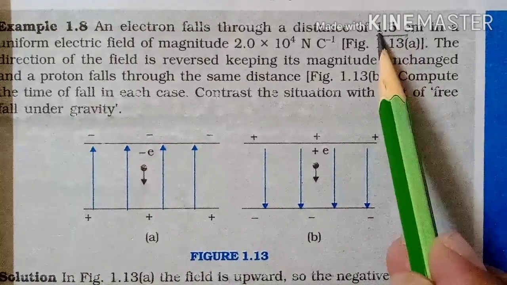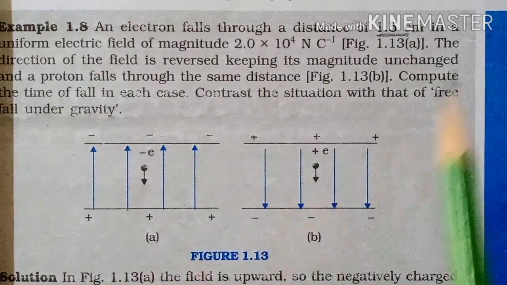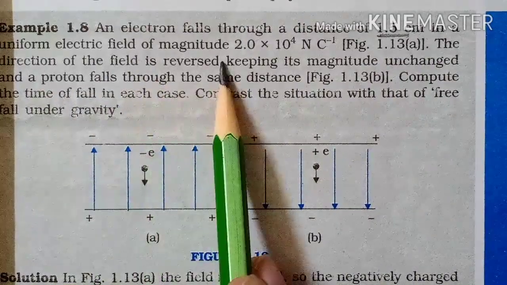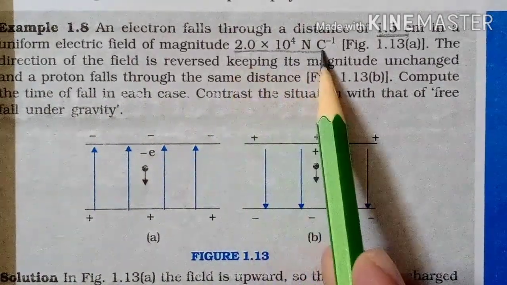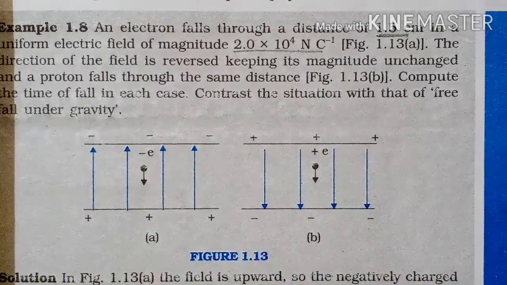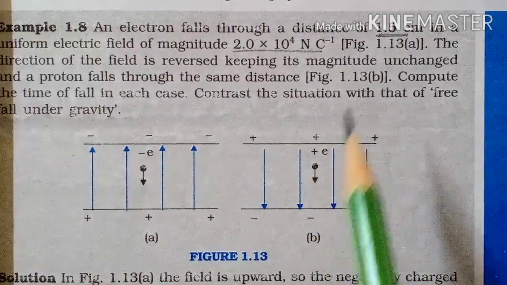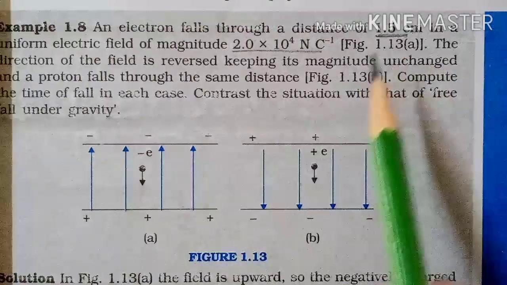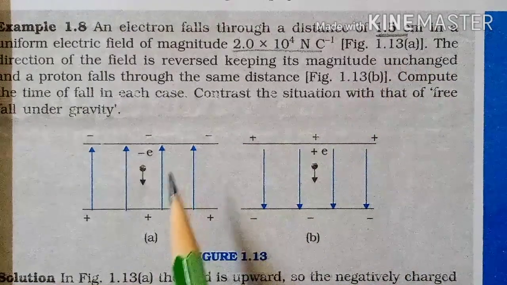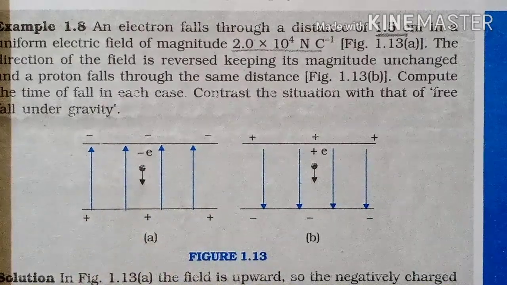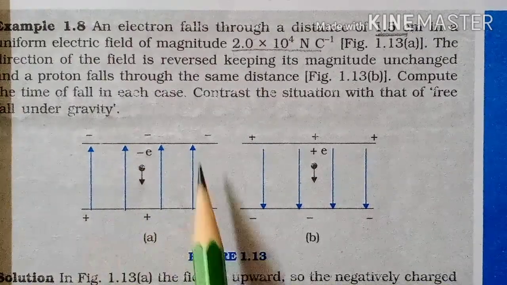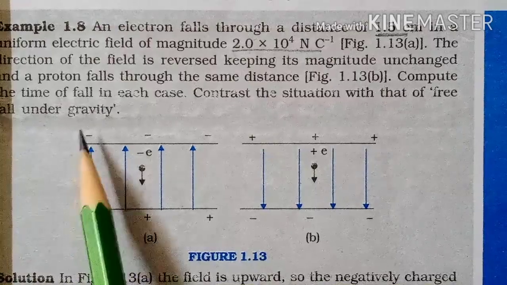Distance is given to us, d, that is 1.5 centimeter, in a uniform electric field of magnitude 2 into 10 raised to 4 Newton per coulomb. Magnitude of electric field E is given to us, 2 into 10 raised to 4 Newton per coulomb, as shown in figure 1.13a. Here in this figure, two metallic plates are given which are oppositely charged.